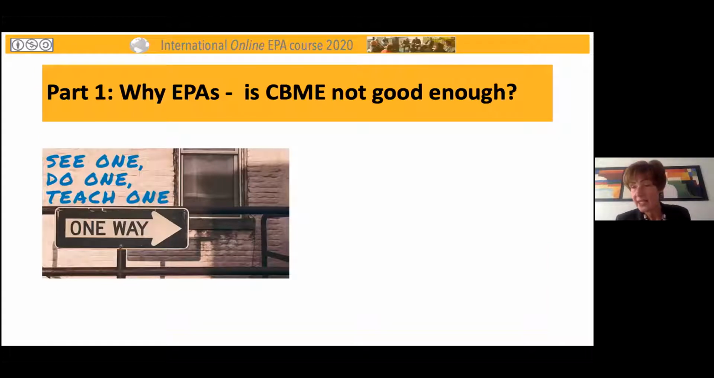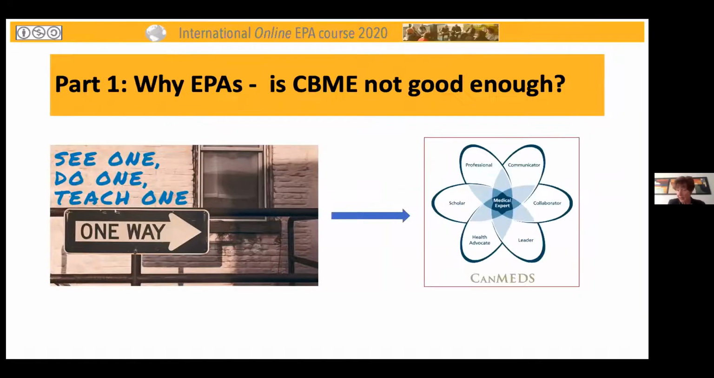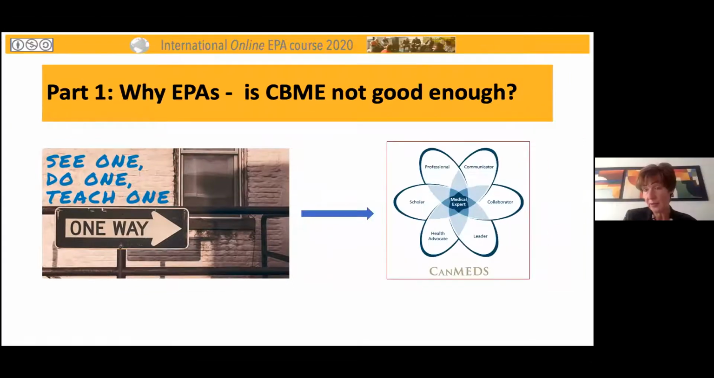Now, why EPAs? Is CBME not good enough? I remember when I was in training for an internist, and that's about 25, 30 years ago, I don't remember if we had a real program. It was more like see one, do one, teach one. But it was not until 1973 that a competency-based framework was developed. But as you all know, the CanMEDS competency framework was only introduced in the year 2000.